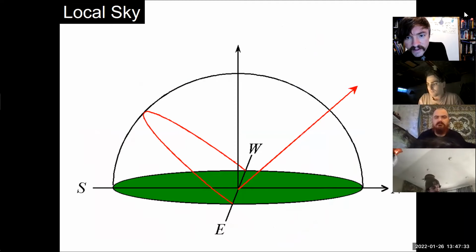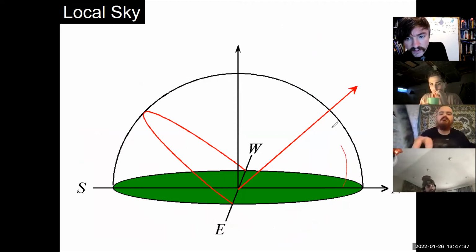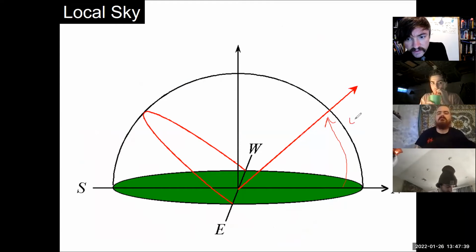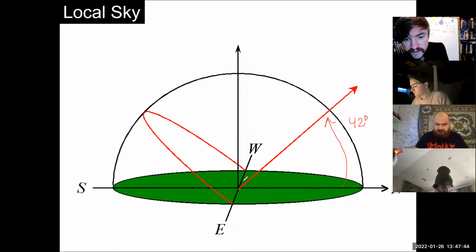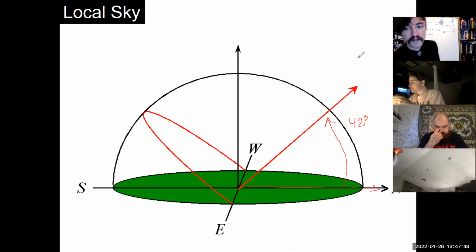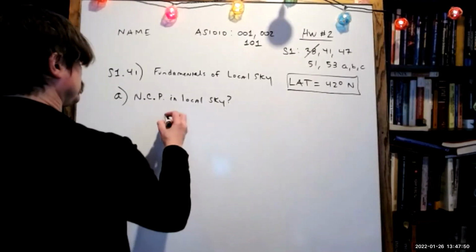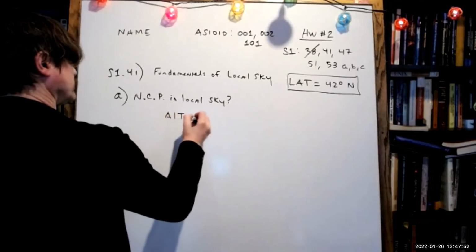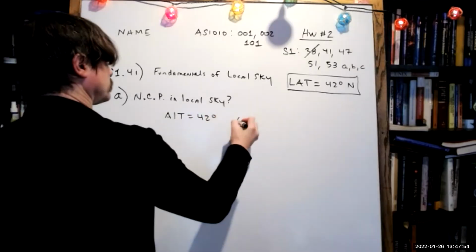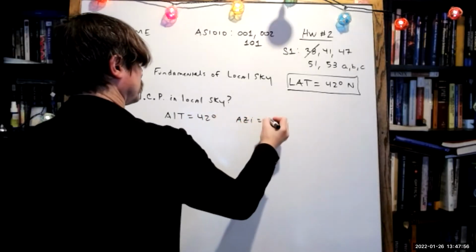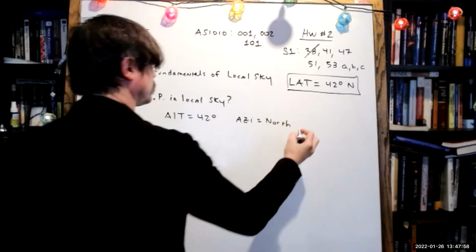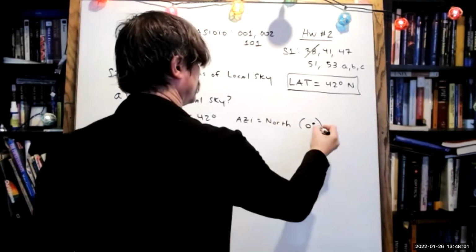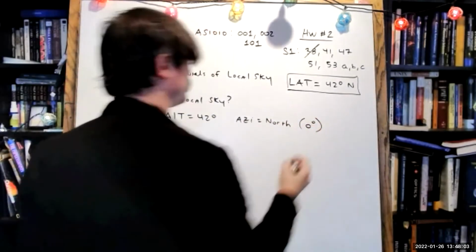Today, we use the horizon system to recognize this angle as 42 degrees. That's the altitude. And the direction is north or 0 degrees because the closest azimuth is there. Okay, very good. We'll put the technical azimuth in parentheses, 0 degrees.